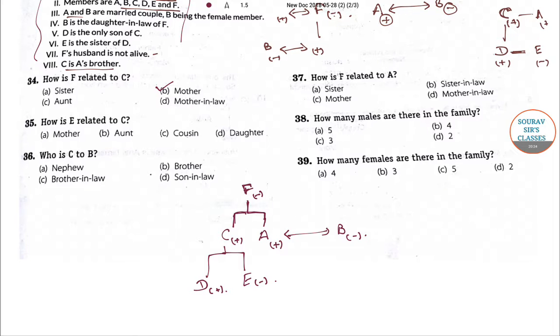Next is, how is E related to C? E is daughter of C. So the correct answer is option number D. That is, E is daughter of C.